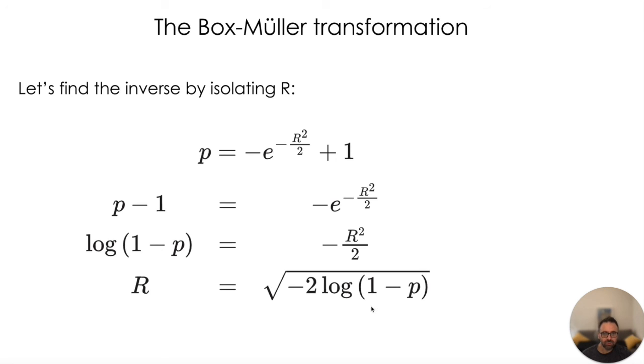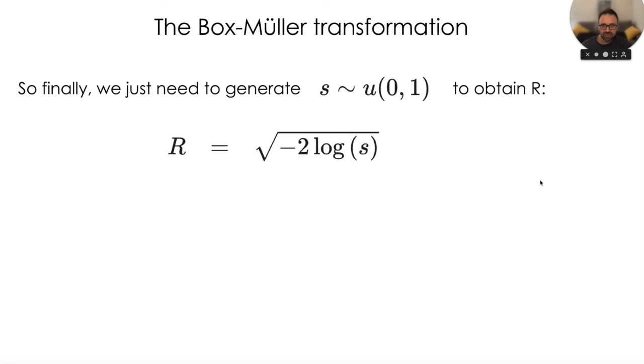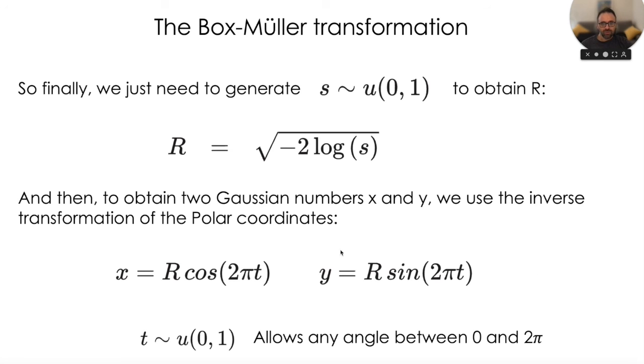Actually 1 minus p is just another random number between 0 and 1. So we can simplify it by using s that goes between 0 and 1. So finally, what we do is generate one uniform number s between 0 and 1, and with this equation we can obtain r. And we know that r is actually the amount of mass that we are capturing in our 2D PDF. Then, by using our previous polar coordinate equations, we can go from r to x and y, which is our original domain. And we know that those numbers are Gaussian.